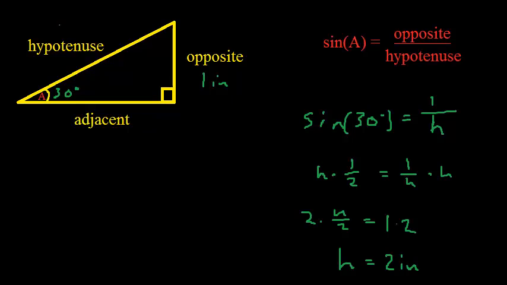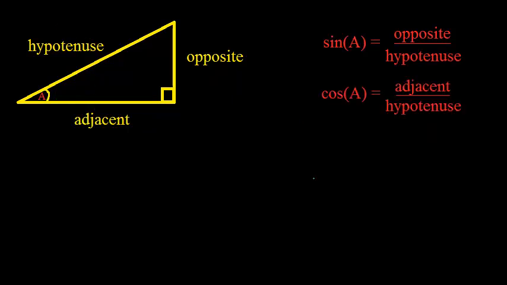So I know my hypotenuse is 2 inches. Another trigonometric function is the cosine of an angle. The cosine is equal to the adjacent side over the hypotenuse of the triangle. So for example, let's say I had an angle of 60 degrees now, and I know that the adjacent side is 4.5 inches. I can then find my hypotenuse using the cosine of that angle.